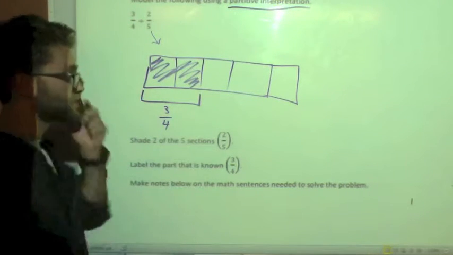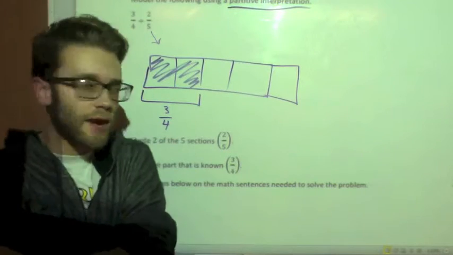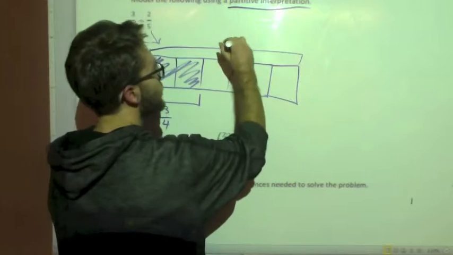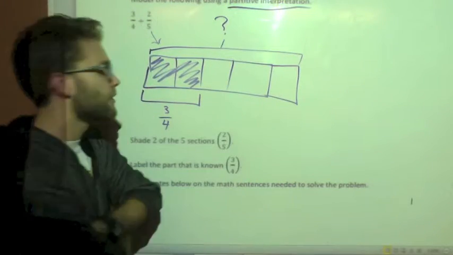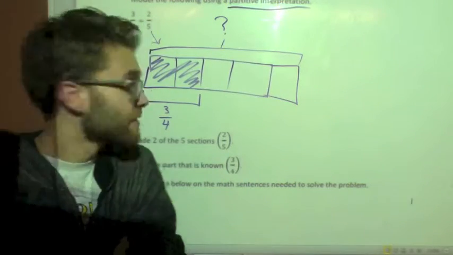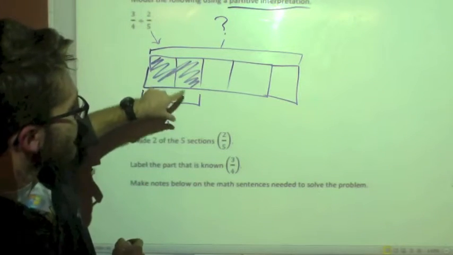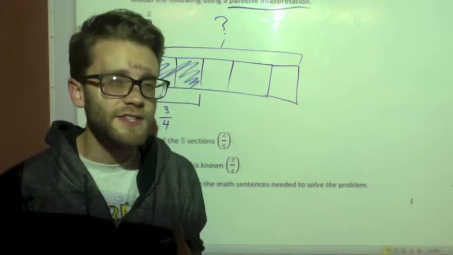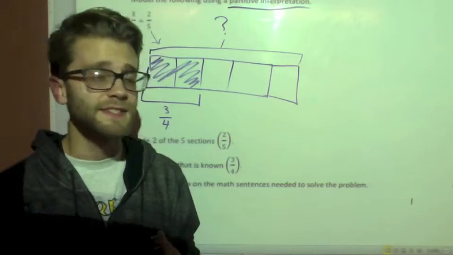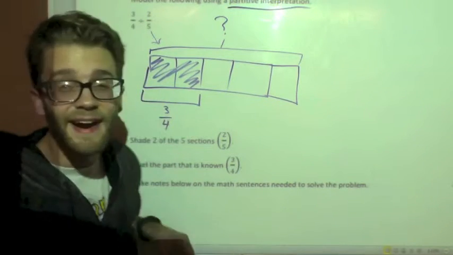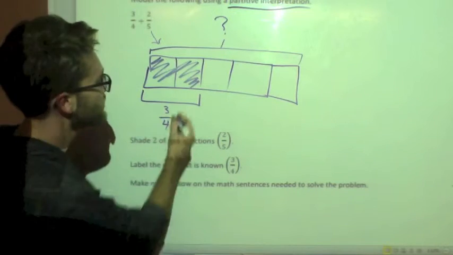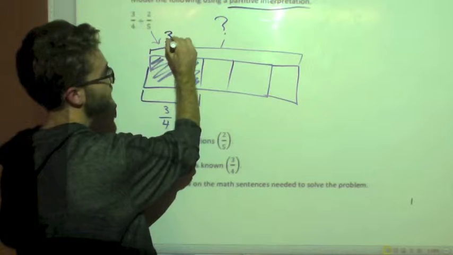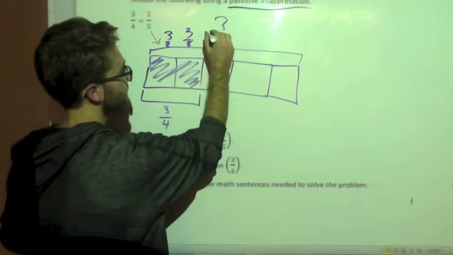And now using this chart, we are able to figure out how much the total is. This is what we're seeking out. We are trying to figure out how much that is worth. If we know that 3/4 makes up these two boxes, we've got to ask ourselves, how much is just one of those boxes? If we take 3/4 divided by 2, we end up with 3/8. So each one of these right here is 3/8.